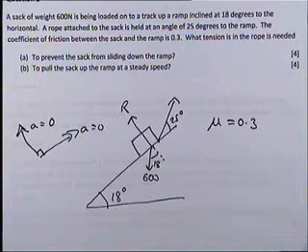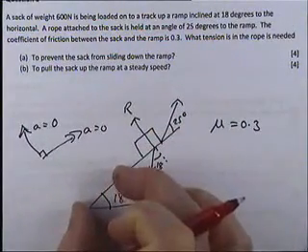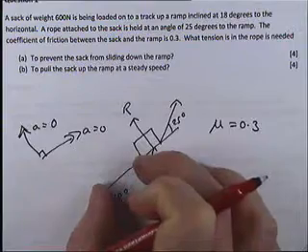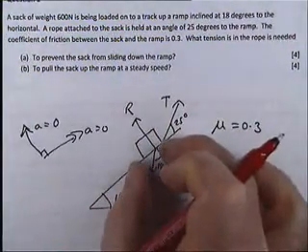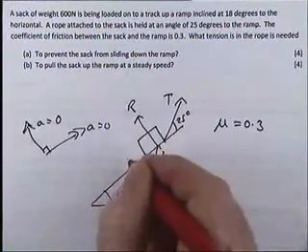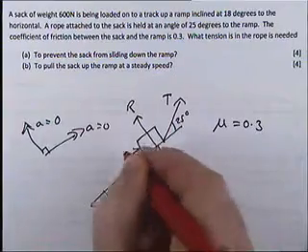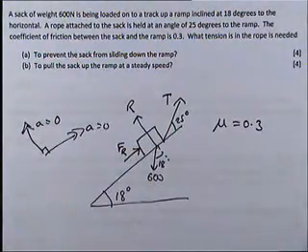So we look again carefully at the question. It says to prevent the sack from sliding down the ramp. So the sack is about to slide down the ramp. So we've got to think what tension in this cable will prevent this sack from sliding down the ramp. Well, if it's going to slide down the ramp, we've also got a frictional force acting up the ramp. So that's my complete diagram.